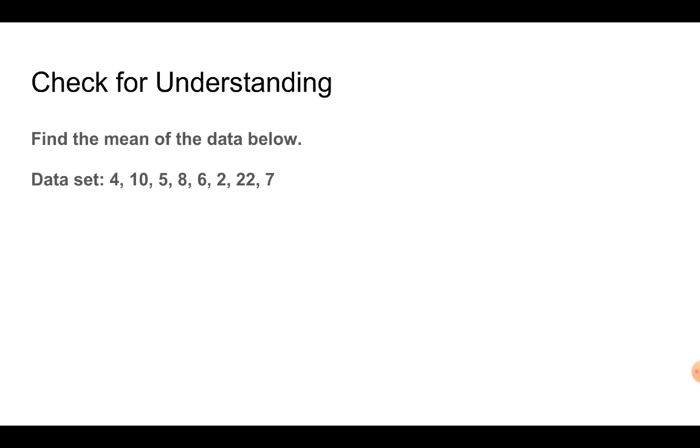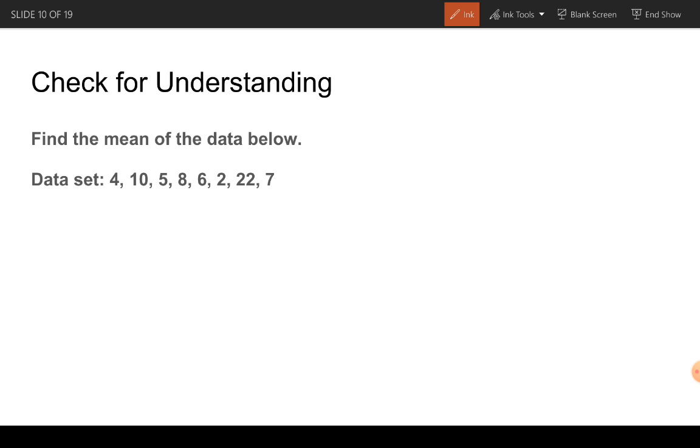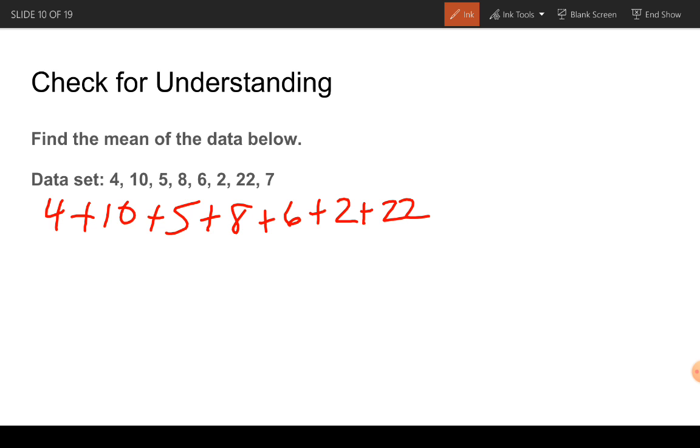Next, let's see how much you understand. If you need to go back and look over the example that we just did, please do so. Once you understand the example, then I want you to give this a try. So find the mean of the data below. What we would do first is add up all of our data values: 4 plus 10 plus 5 plus 8 plus 6 plus 2 plus 22 plus 7.